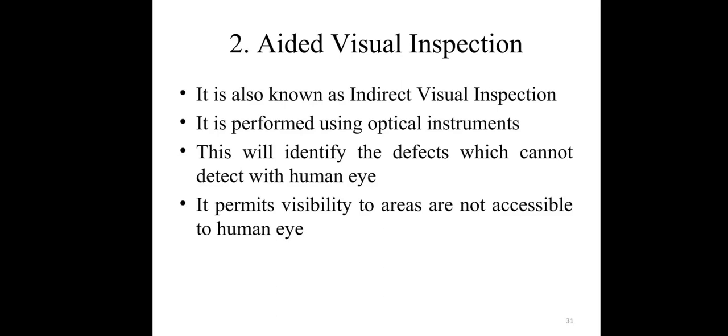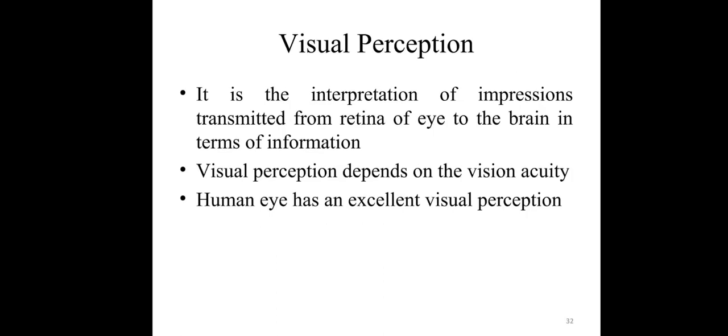Aided visual inspection. It is also known as indirect visual inspection. It is performed using optical instruments. This will identify the defects which cannot be detected with the human eye. It permits visibility to areas that are not accessible to the human eye.